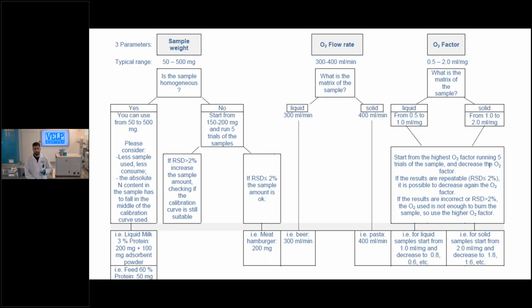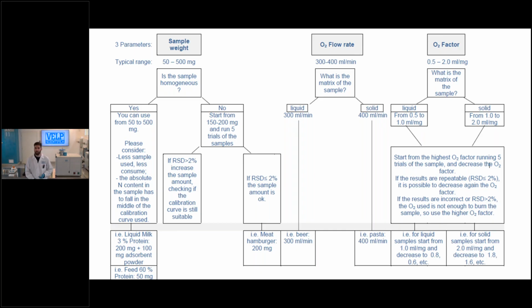When you increase the sample amount, check if the calibration curve that you are using is still suitable for that sample weight. Generally, the absolute nitrogen content of the sample should fall in the middle of the calibration curve. Again, think about that the higher is the sample amount that you are using, shorter will be the life of the consumables. The second parameter is the oxygen flow rate.